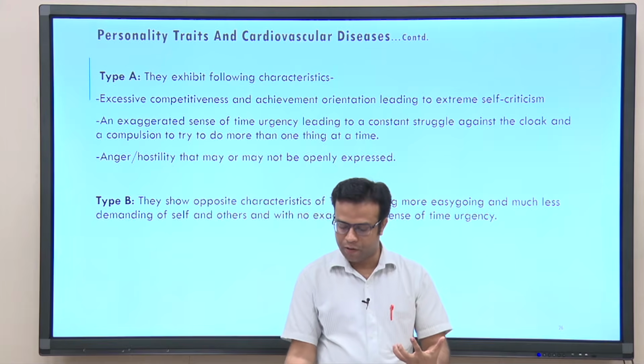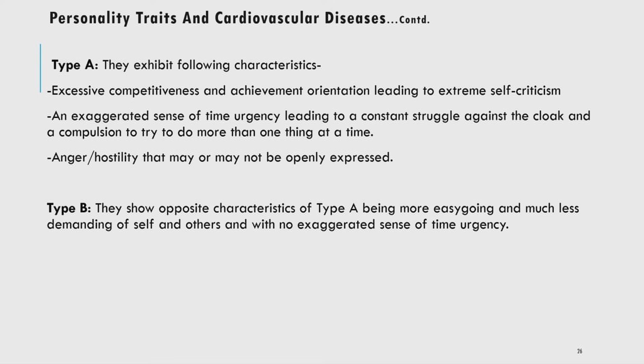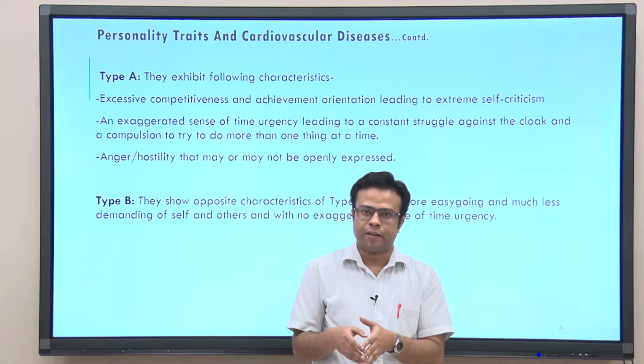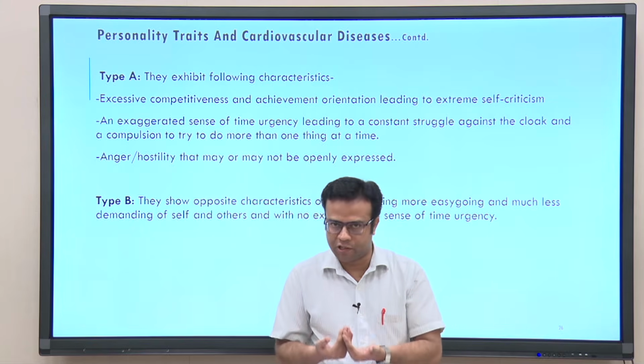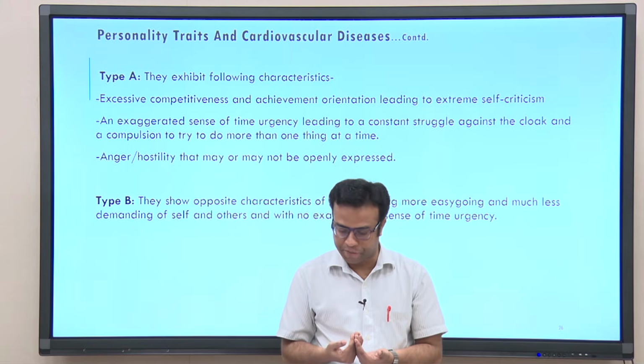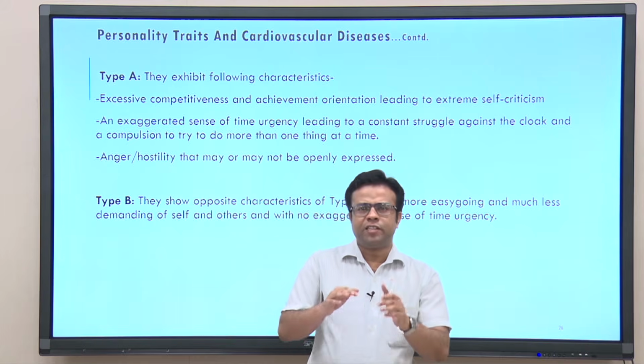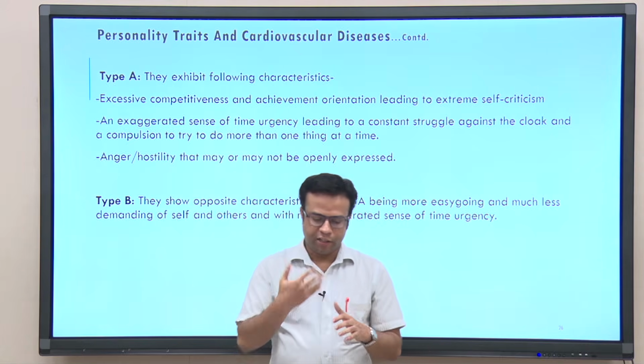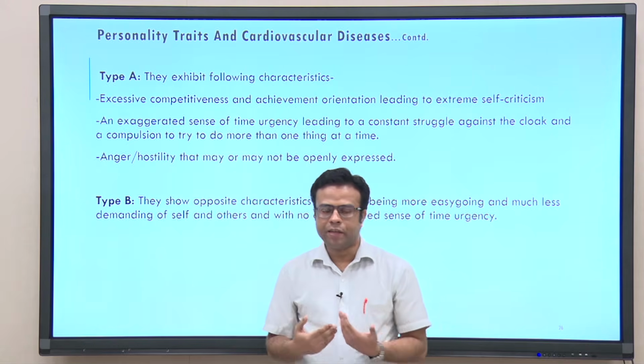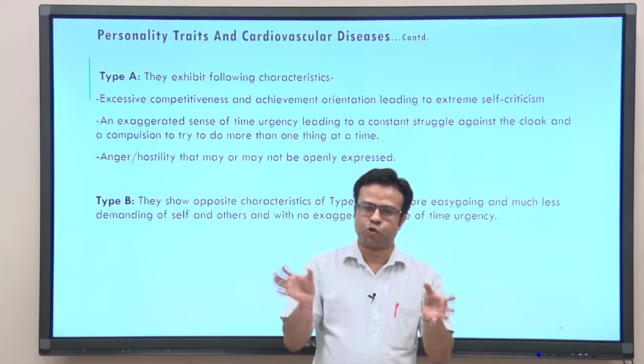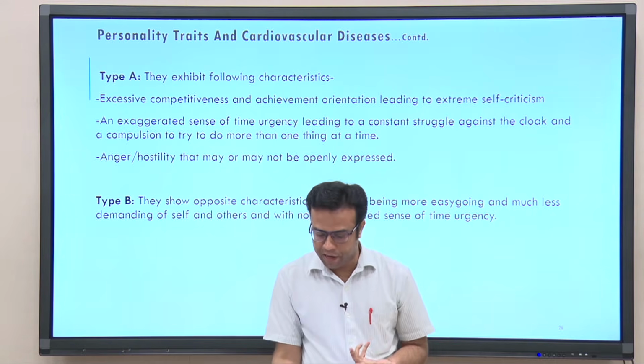Type B people show opposite characteristics. Basically, they are very easygoing and much less demanding of self and others, and they do not have an exaggerated sense of time urgency. So, type B people are more relaxed kind of people. Type A people, because of this nature, are more likely to be stressed most of the time in their life. So, these are two different types of people. There is nothing wrong in being type A or type B. These are only different types of people, different psychological makeup.